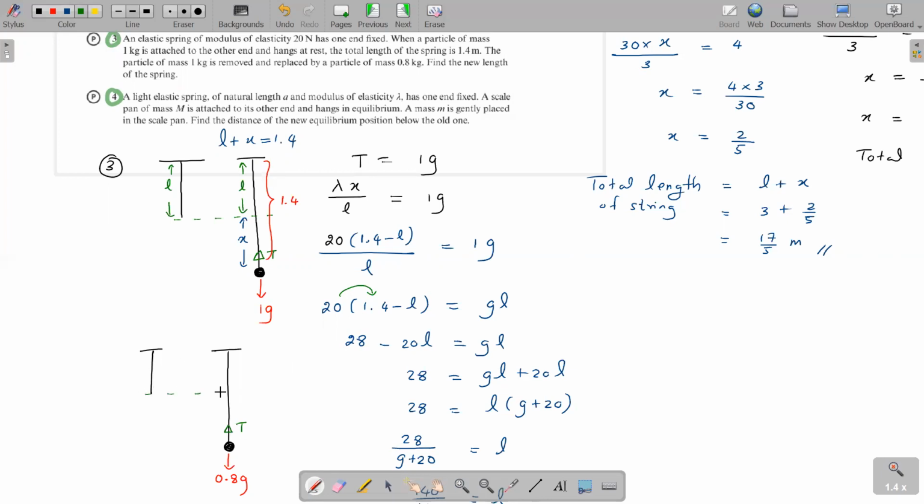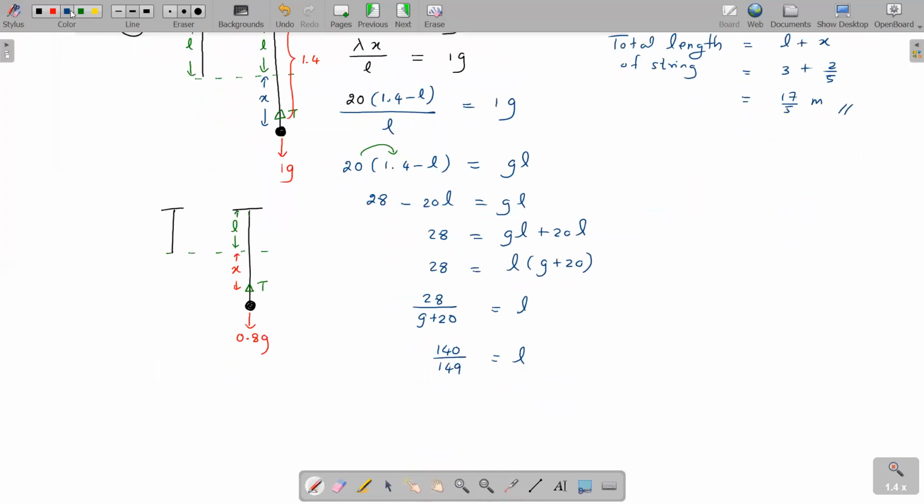So they are asking you to find what? They are asking you to find the new length of the spring. The new length means the total length of this. So the extension is unknown. I will use the extension as x. So again, what do we do? Again, we'll use the same equation. When we replace the 1 kilogram particle with the 0.8 kilogram particle, tension is equal to 0.8g. Tension is lambda x over L equals 0.8g.